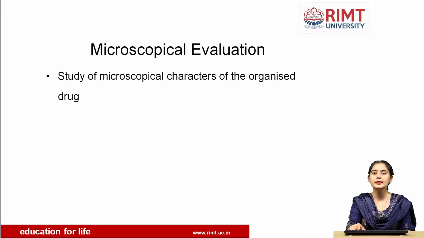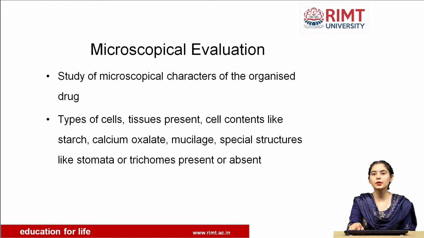Microscopical study determines the microscopic characters of the organized drugs. These characters include the type of cell, tissues present, and cell contents like calcium oxalate, starch, mucilage, etc. Because the microscopical characters of one drug to another are different, in organoleptic evaluation we can mistakenly select a drug, since some drugs look similar, but in microscopical evaluation we strictly distinguish one drug from another.